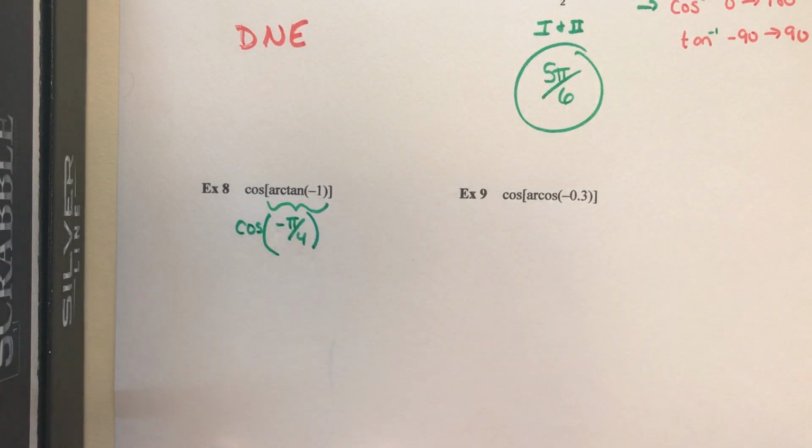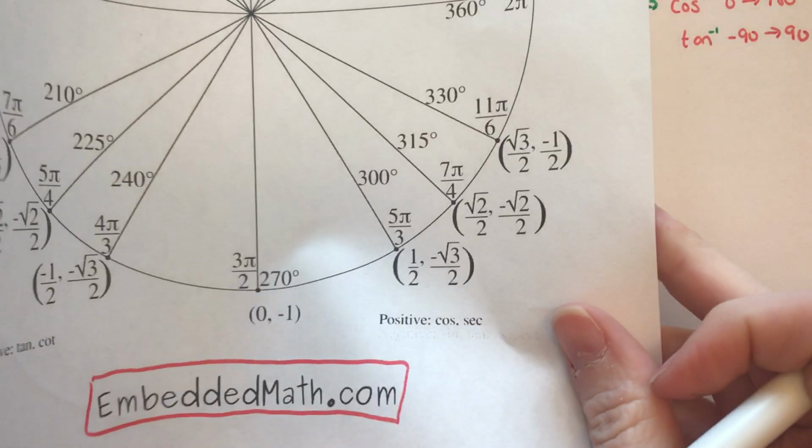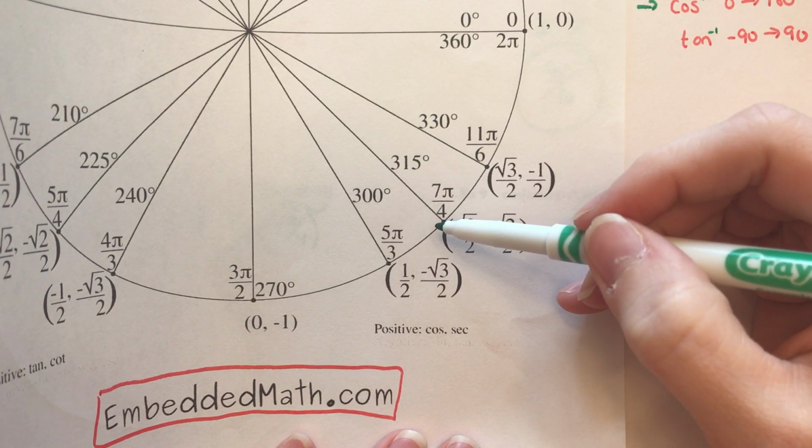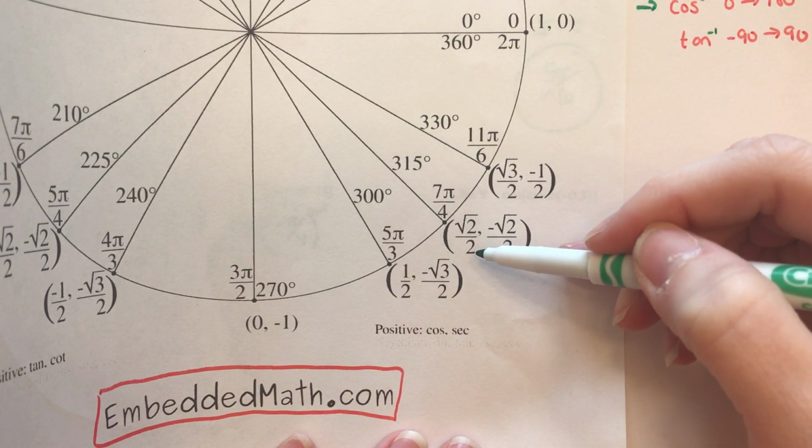And I'm going to bring down the cosine. So now I'm going to evaluate the cosine of -pi over 4. So I'm going to get that chart out again. -pi over 4 is in the same spot as 7 pi over 4, and I just want cosine. Cosine is the x, so that would be √2/2.